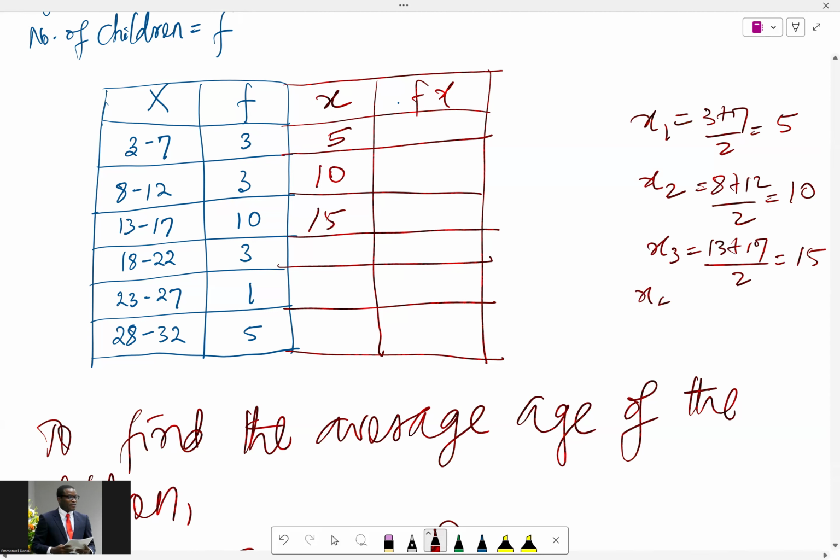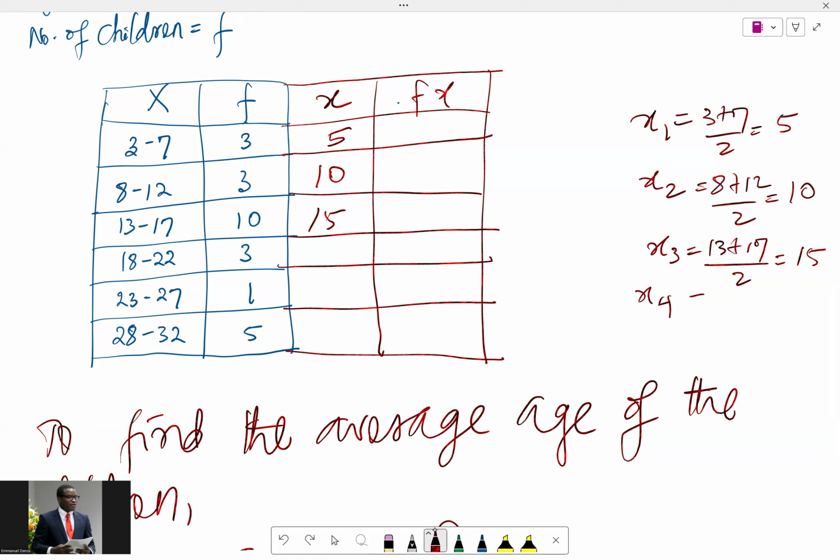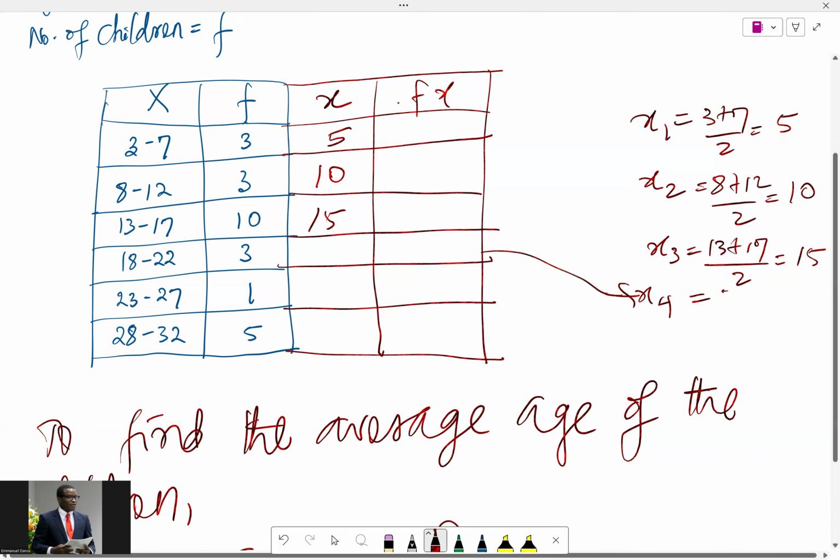Then the fourth class mark, you add the two class limits divided by 2. 23 plus 27 is 50 actually. I think I've jumped something. I've jumped 18 and 22. Okay, the fourth class mark will be 18 plus 22, 40 divided by 2. That will give 20.